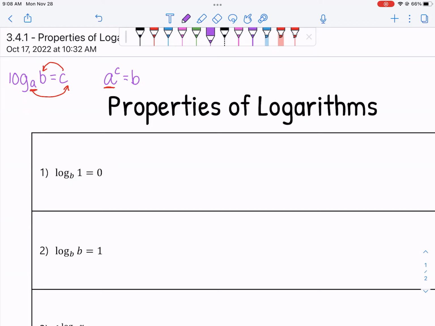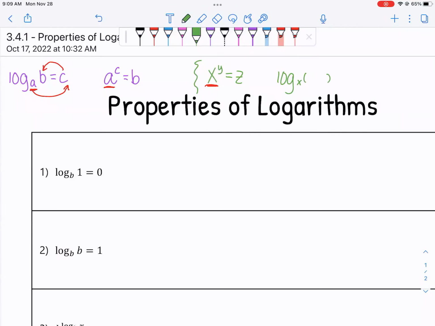If I did something different, let's do another fun color. We'll do green. If we did something like x raised to the y is equal to z, if I want to switch this into a logarithm, I'm starting at the base. So the base of my logarithm is x. Log base x of, across the equals, z is equal to, and back again, y. Right? It works in either direction. Start at the base, across the equals, back again. Cannot emphasize this enough. All right, so keep that all in mind.